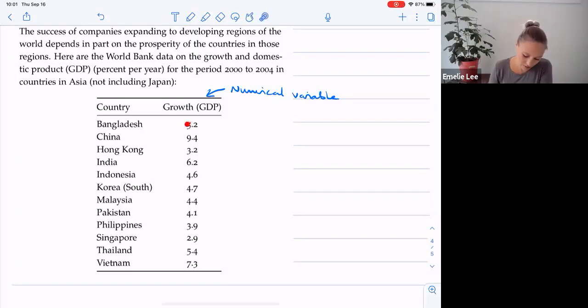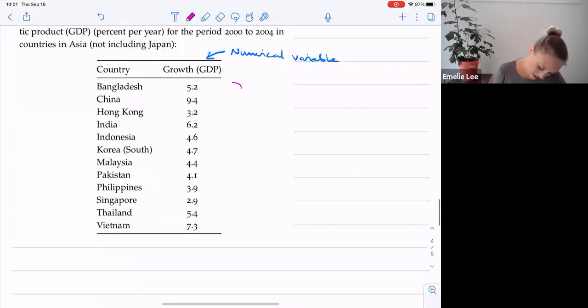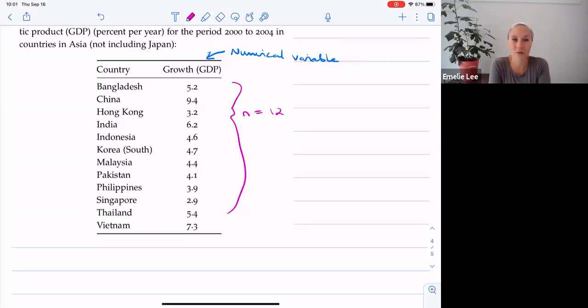Okay. Notice that we've got all these numbers here, and there are a lot of things that we already know how to do. For example, if I asked you to find the average GDP, what would you do? You would add them up and divide by 12, I think it is, but let me just confirm. 1, 2, 3, 4, 5, 6, 7, 8, 9, 10, 11, 12. Okay, so from there, we can see that N is 12. N, remember, is our sample size.